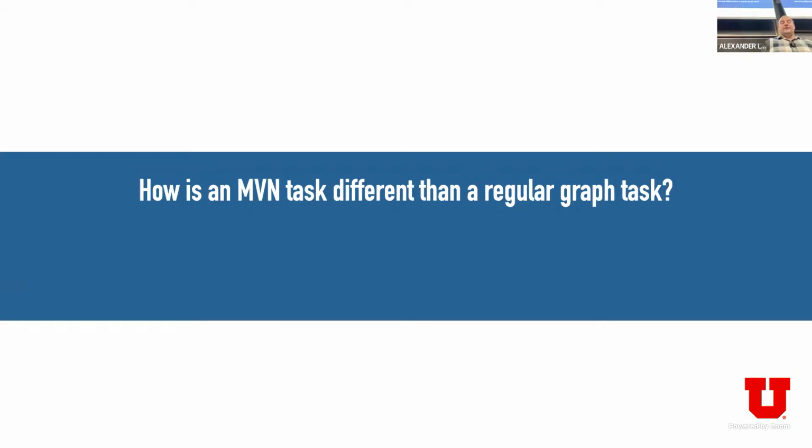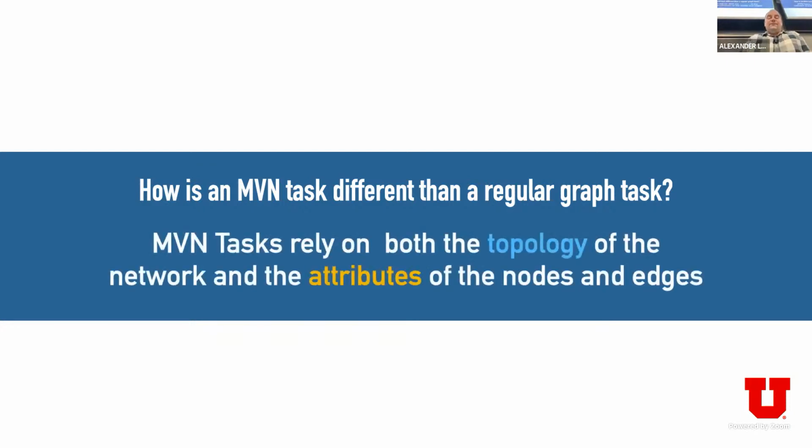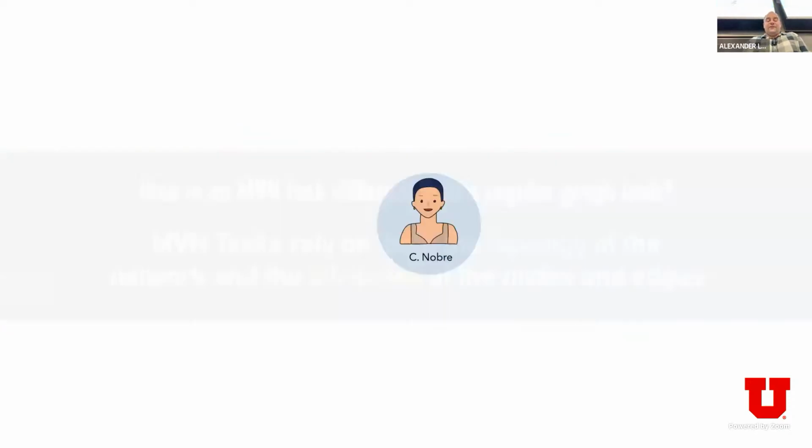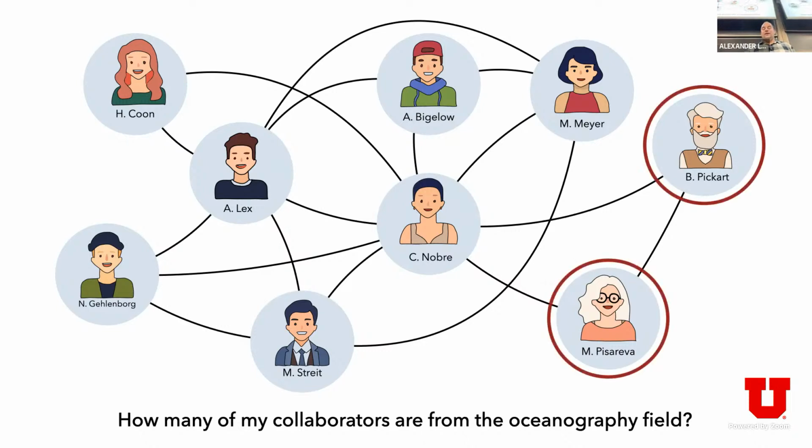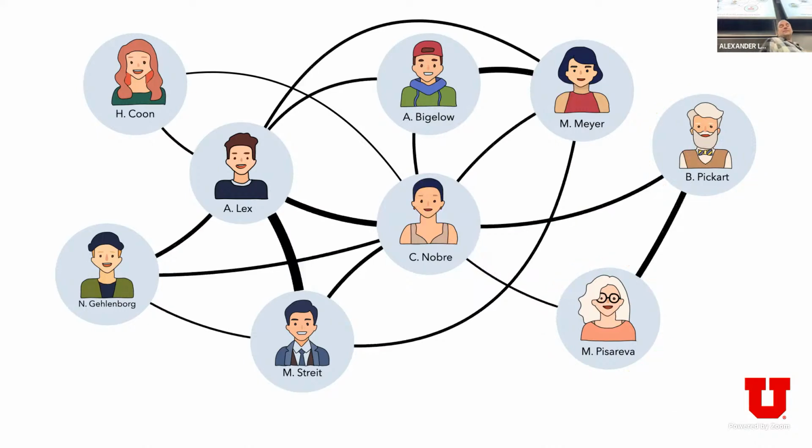So the first question we have to ask ourselves is, how is an MVN task different from a regular graph task? The MVN tasks rely on both the topology of the network and the attributes of the nodes and the edges. So for example, here we would have a particular person in a network, and a topology-based task here would be how many of this person's, Carolina's, collaborators would be from the oceanography field as opposed to the computer science field, right? And so we could show these attributes of the people. And so we would look at both, how is she connected to the various people, and are they of a certain type? And that would be a combined topology and attribute-based task.